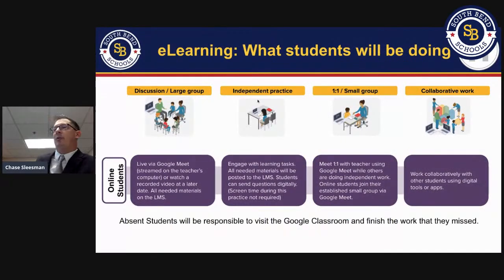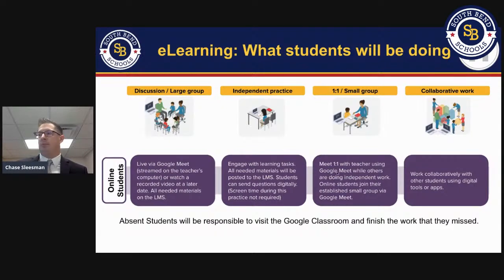So what are students going to be doing during the e-learning? Well, they're going to be joining live via Google Meet. It can be streamed on the teacher's computer, or they can watch a recorded video at a later date. All the items are going to be posted on the LMS. The independent practice, students will engage with learning tasks. All needed materials will be posted to the LMS, and students can send questions digitally.